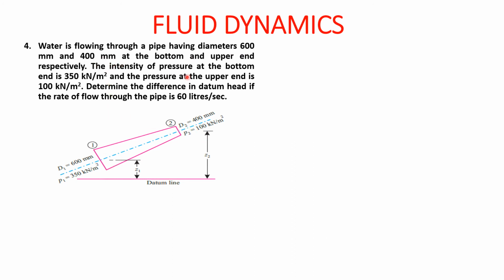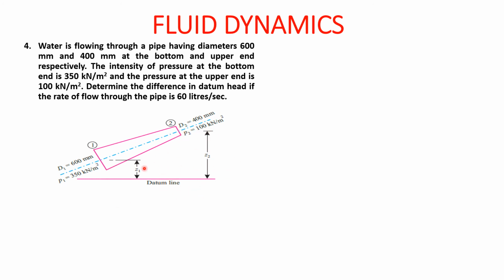Intensity of pressure at bottom end is 350 kilonewton per meter square. So we can write P1 is equal to 350 kilonewton per meter square, and the pressure at the upper end is 100 kilonewton per meter square. So P2 is equal to 100 kilonewton per meter square. The value of Q is also given here, that is how much water is flowing through this particular pipe. 60 liters per second is the flow through this pipe. And what we have to find is difference in datum head if the rate of flow through the pipe is 60 liters per second. So what we have to find here is difference in datum head, meaning Z2 is at higher state. So Z2 minus Z1.